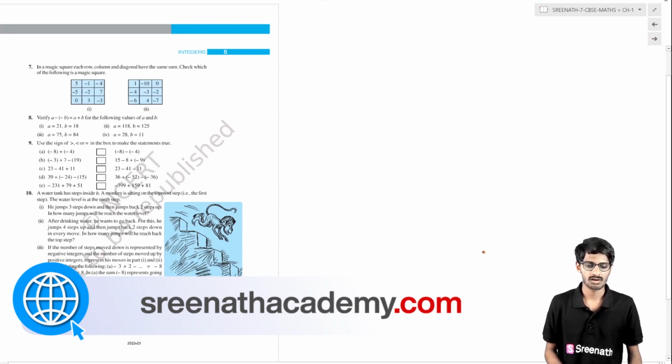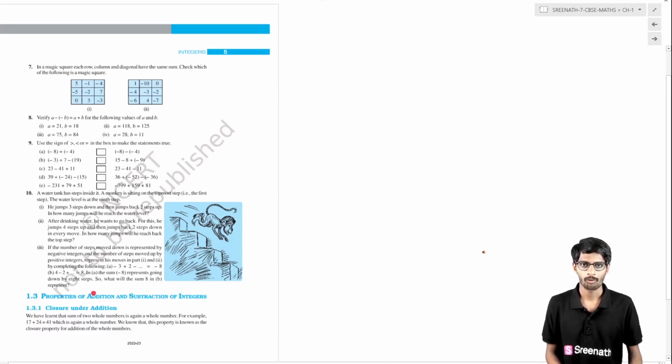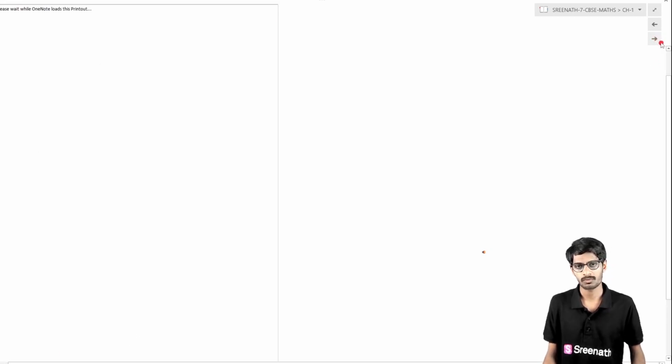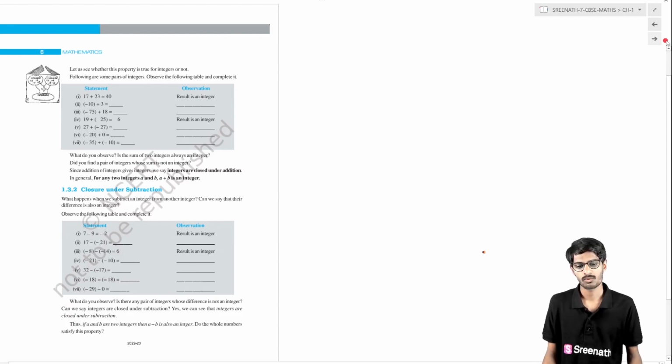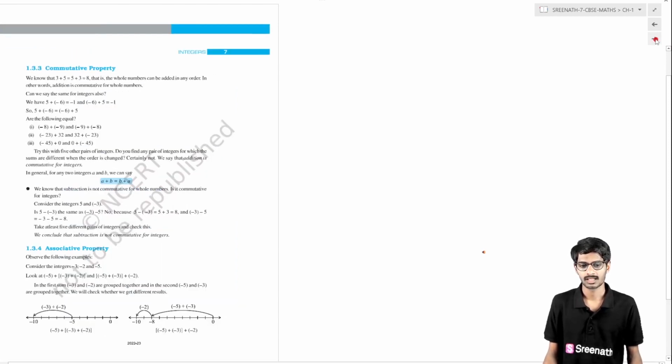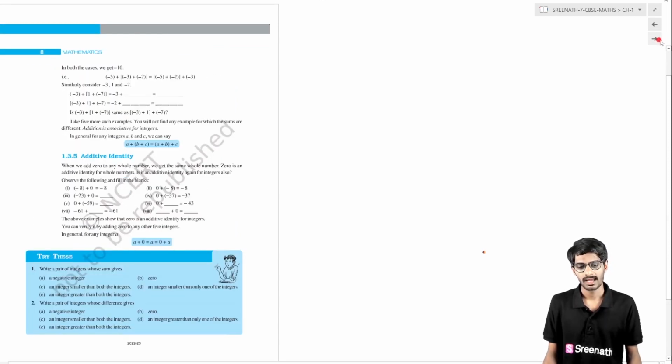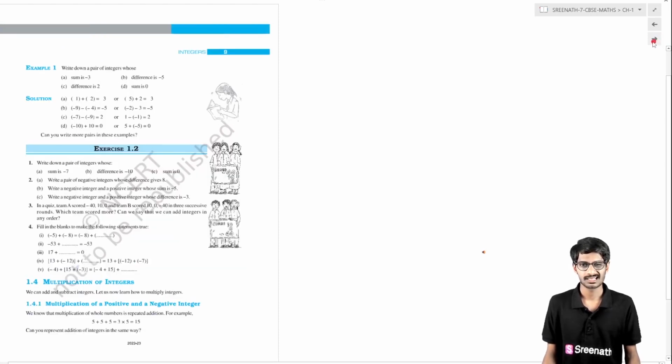Then we come to the third topic, which is properties of addition and subtraction of integers. What are the properties of integers when we add two integers or when we subtract two integers? How will their properties be? We will see what those properties are. Basically, the properties we have are closure property, commutative property, associative property, additive identity. That's it.